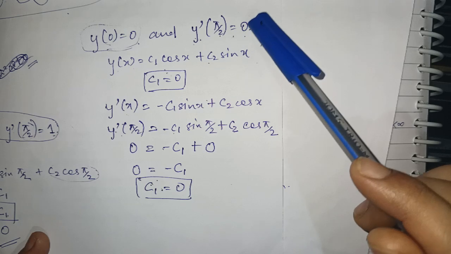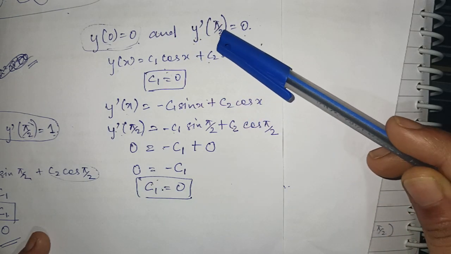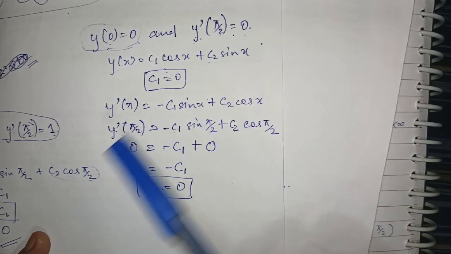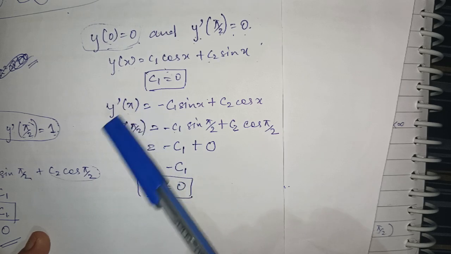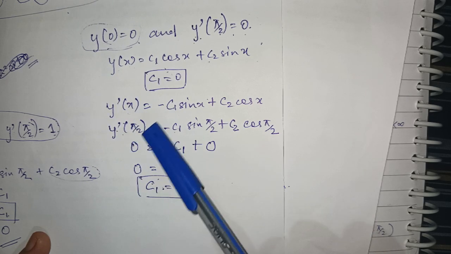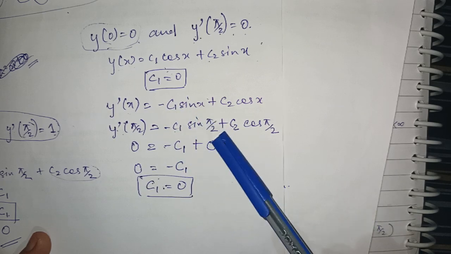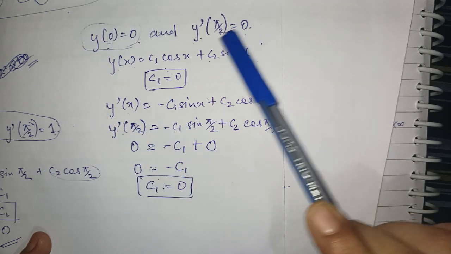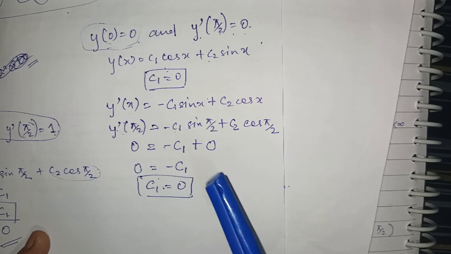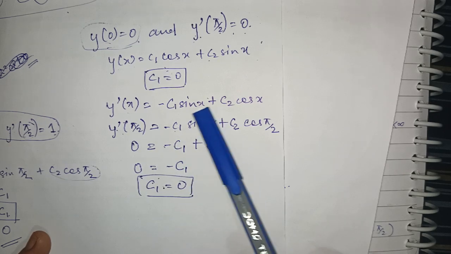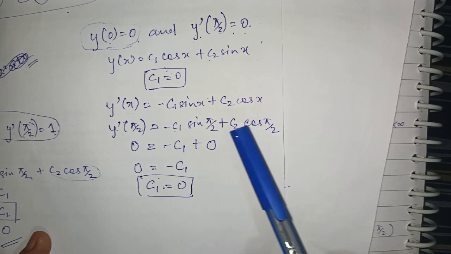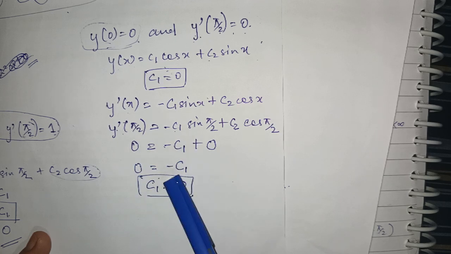Now what was the condition that was given to us? It was when we put x as pi by 2, the value of our derivative will become 0. So we'll put pi by 2 in place of x. So y'(pi by 2) equals minus c1 sin pi by 2 plus c2 cos pi by 2. Now you know that sin pi by 2 is 1, so 1 into minus c1 will become minus c1. The value of cos pi by 2 is 0, so c2 into 0 will become 0. So we'll get minus c1 equals 0. That means c1 is 0.